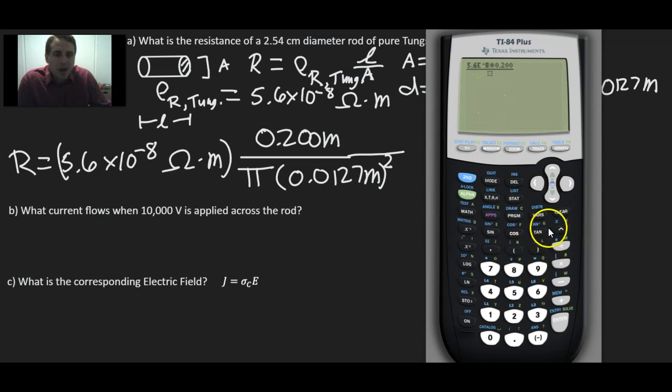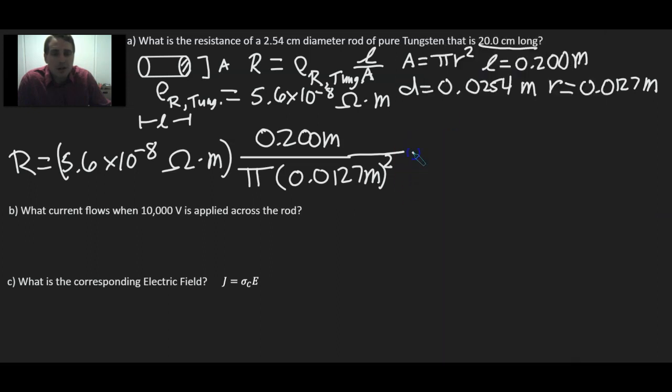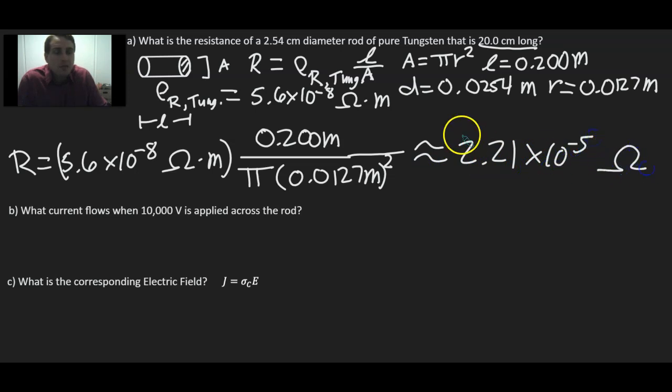And then we need to divide by pi, so second pi key, times r squared. So that's 0.0127, and then the x squared button. Enter. Okay, so let's write this down. It's about 2.21 times 10 to the minus fifth. And that's going to be in units of ohms, because that's the SI unit of resistance.